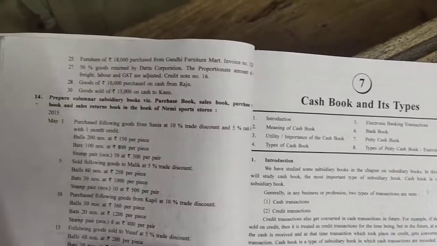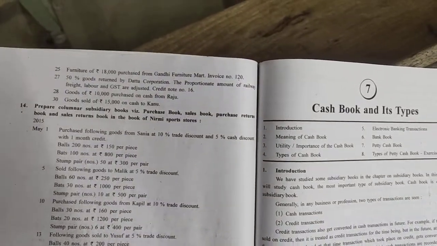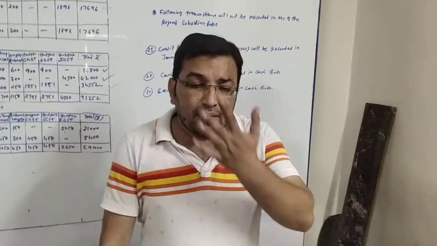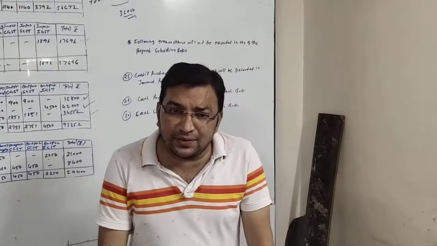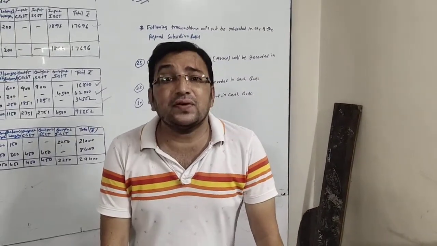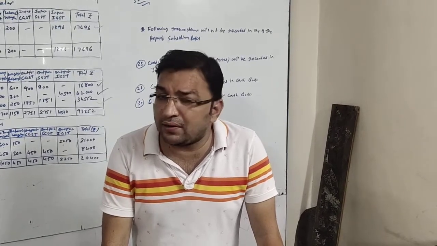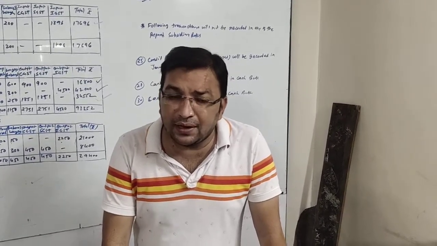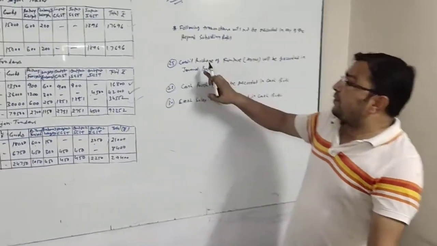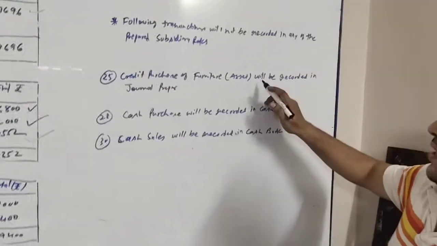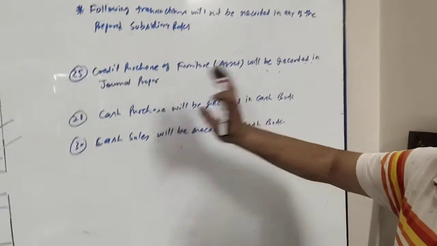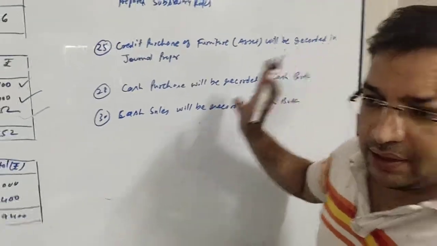Furniture of rupees 18,000 purchased from Gandhi Furniture Mart, invoice number 120. Friends, this is the transaction of credit purchase, but credit purchase of furniture, which is an asset, not goods. So this will not be recorded in purchase book. We will be writing a note for that. Here, credit purchase of furniture, which is an asset, will be recorded in journal proper. Okay, next.